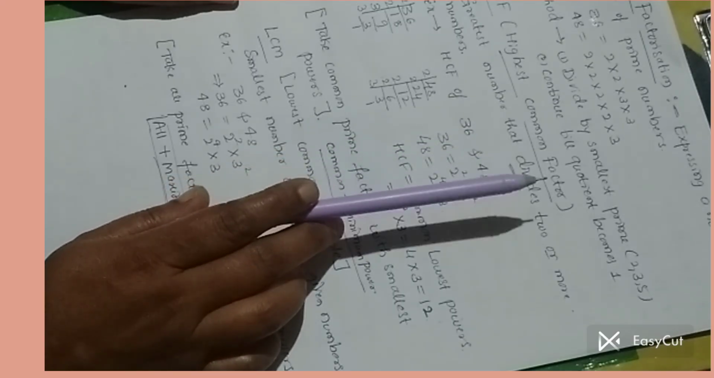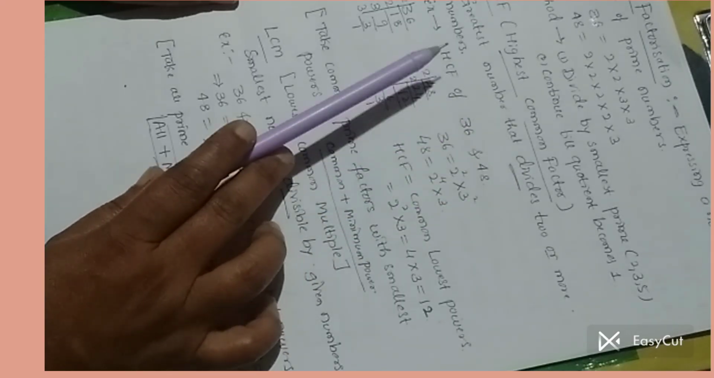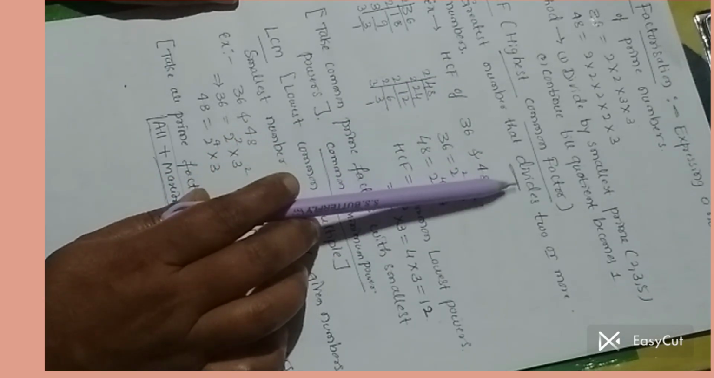What is the meaning of HCF? HCF means highest common factor. Okay, remember this: the greatest number that divides two or more numbers. Why? Because divides is a very important word here. The greatest number that divides two or more numbers is called HCF.